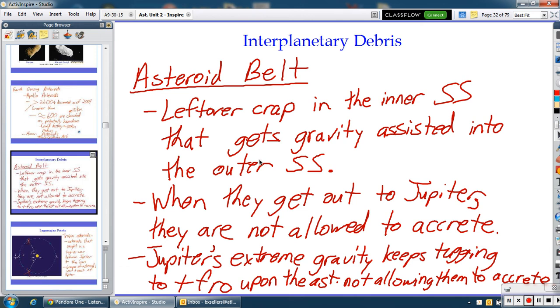So, like I was saying earlier, it's more likely that the asteroid belt is just leftover stuff that Jupiter never allowed to accrete to form a planet. Jupiter's extreme gravity keeps tugging them to and fro, and the asteroids are not allowed to basically get together.